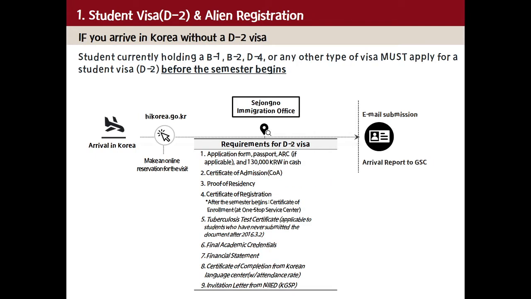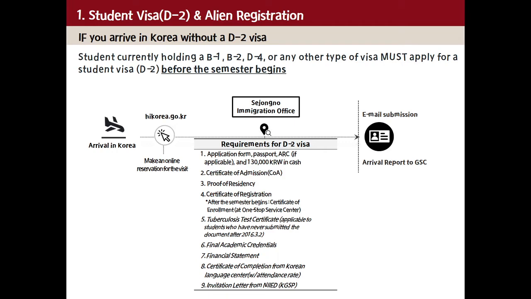If for some reason you enter Korea or are currently in Korea with a visa other than D2, like B1, B2, or D4, you must apply for a student visa, also known as D2 visa, before the semester begins. If you have a visa that can be changed to a D2 visa without having to make a departure out of Korea, you can go to Sejongno Immigration Office to apply for your D2 visa and ARC at the same time.